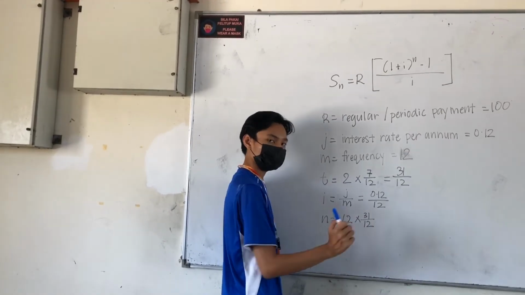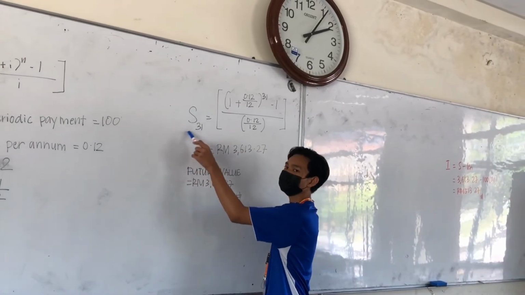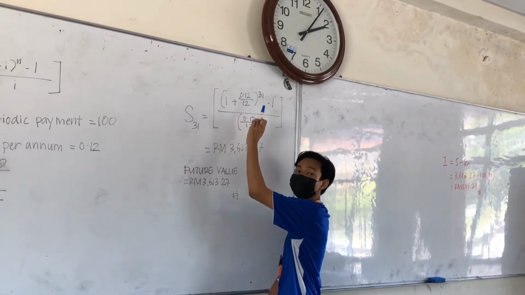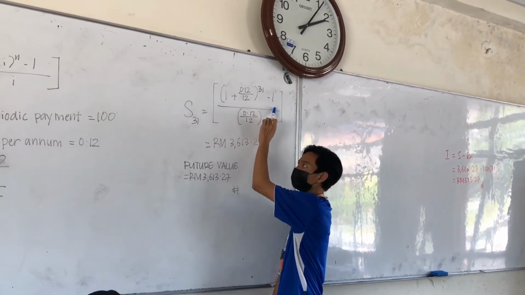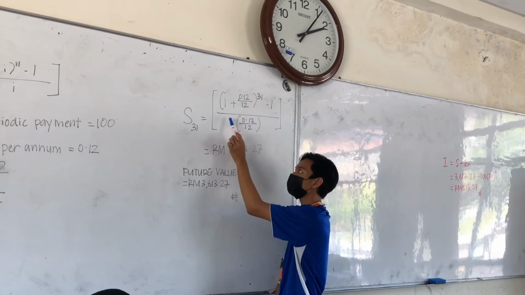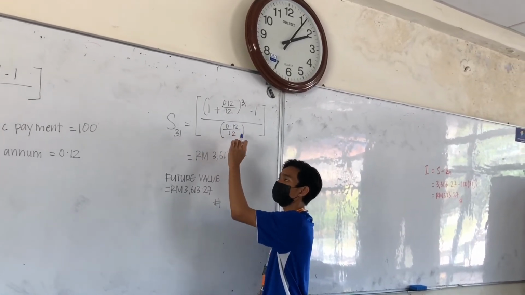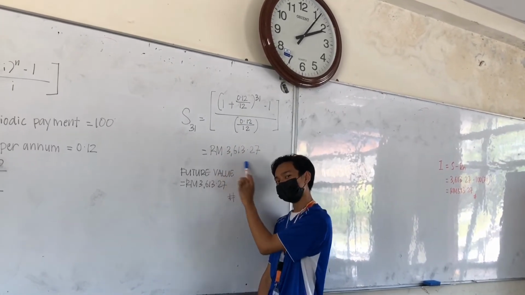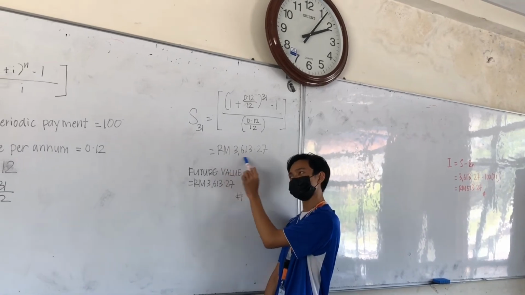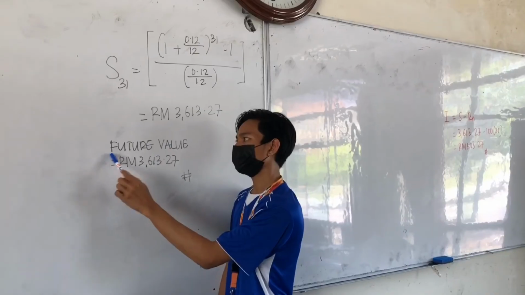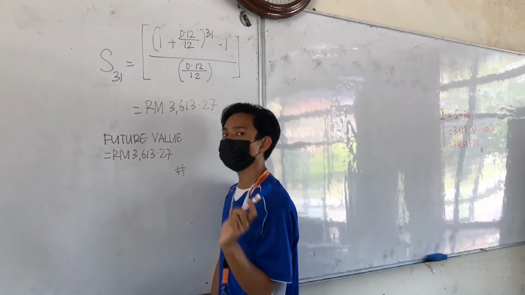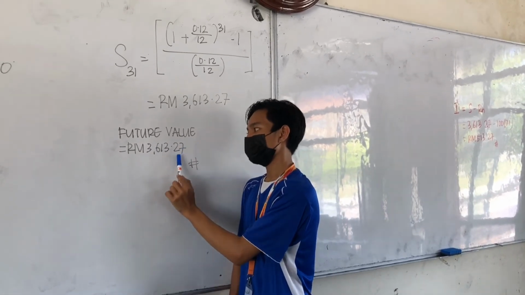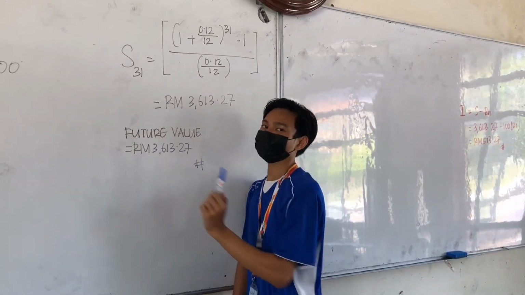We get S31 equals 100 bracket (1 plus 0.12 over 12) power of 31 minus 1, divided by 0.12 over 12. Total is RM3,613 ringgit 27 cents. So the future value of this annuity at the end of the investment period is RM3,613.27. Oh, that's cool.